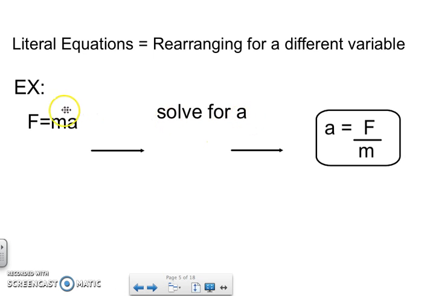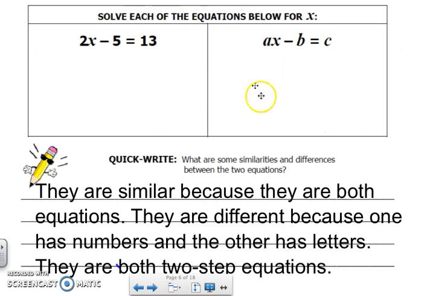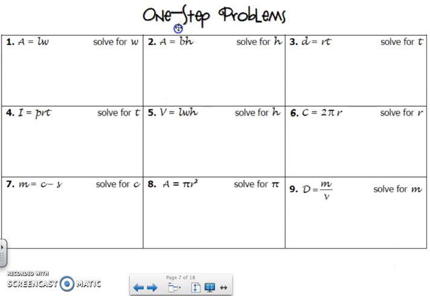So you're going to have to figure out how to get A by itself by still doing everything you remember from equations, but you're going to try and isolate A and leave the F and M on the other side. So let's take some quick notes. You guys can skip this and move on to the one-step problems.